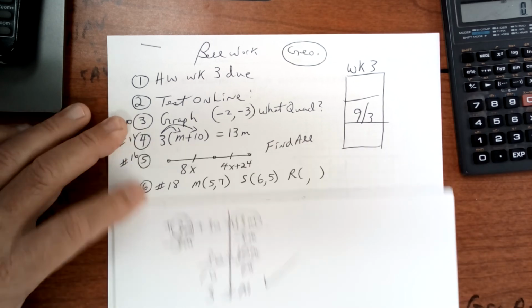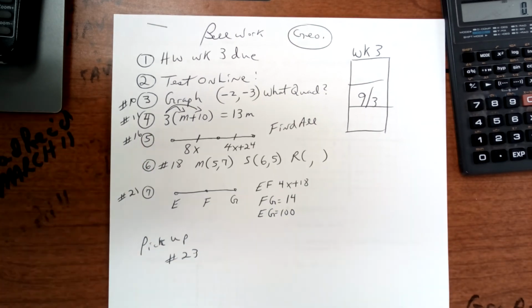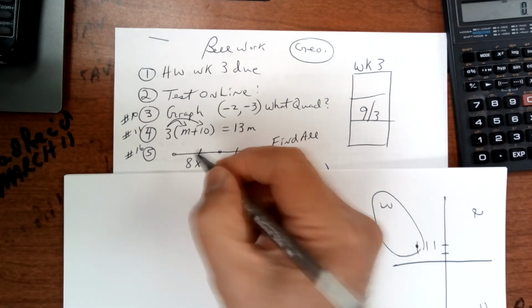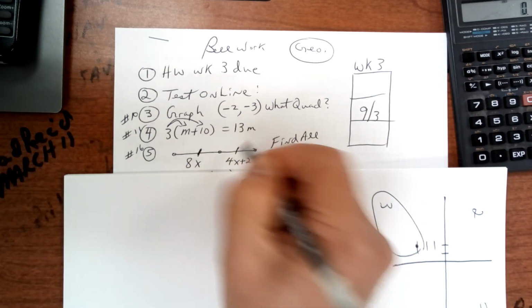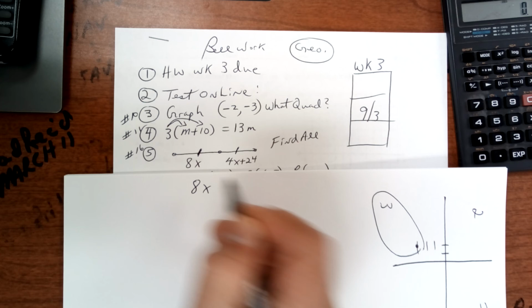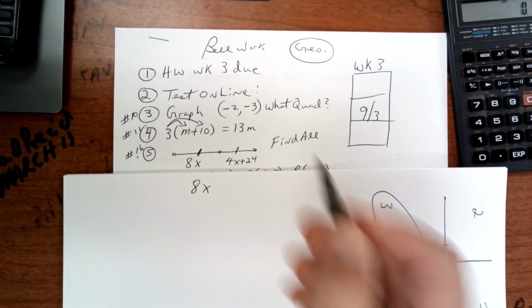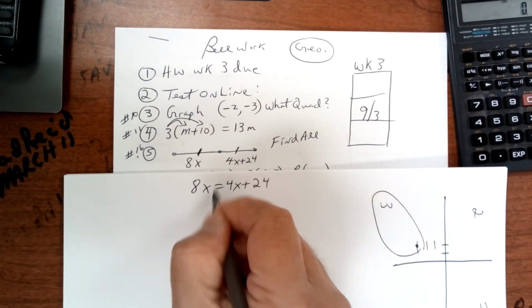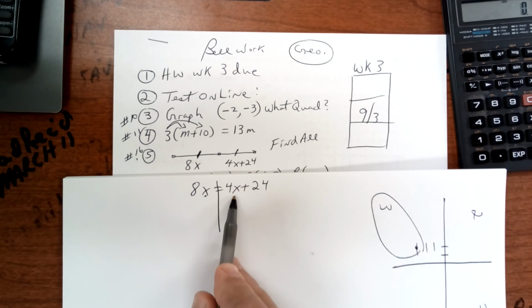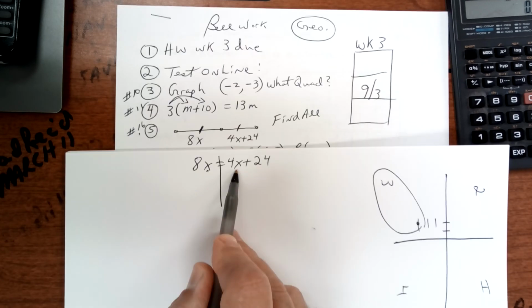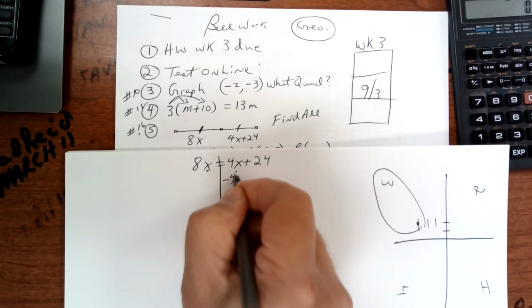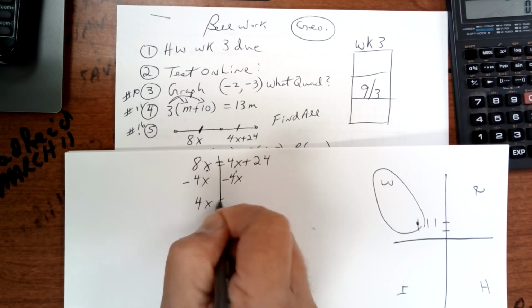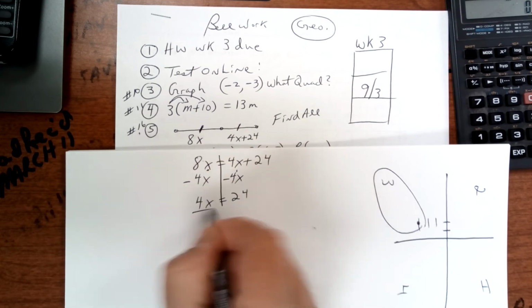This one right here, it says find all. Let's take a look at this. You see these lines right here? That means they're equal. So you're going to say 8x, this is number 16 on your test, equals 4x plus 24. Draw a line. You have x's on both sides. You want to get rid of the smaller one, so subtract 4x, since 4x is smaller. When you do, you get 4x is equal to 24. You're going to divide by 4 and get 6.